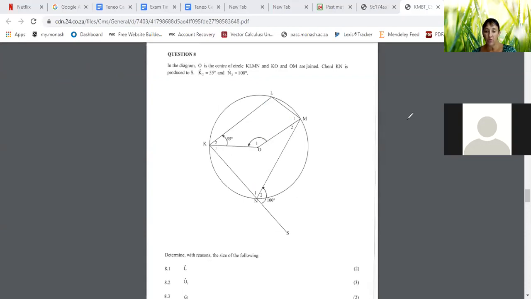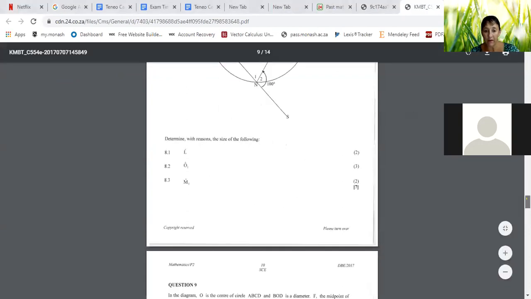All right, so I just want to move this up. It doesn't seem to work when I use my pen.